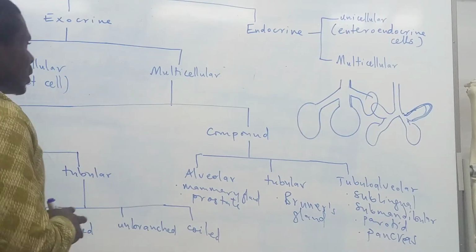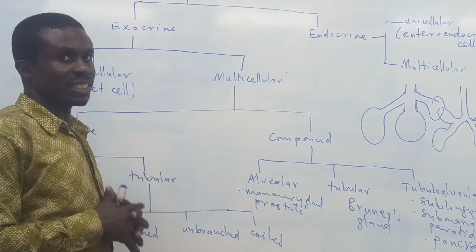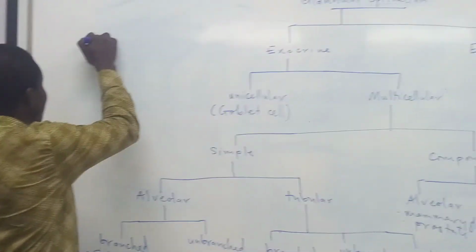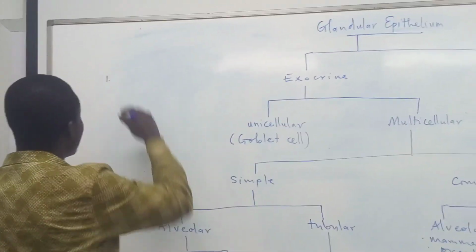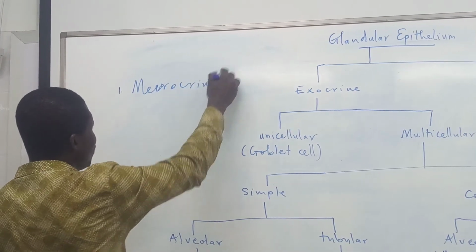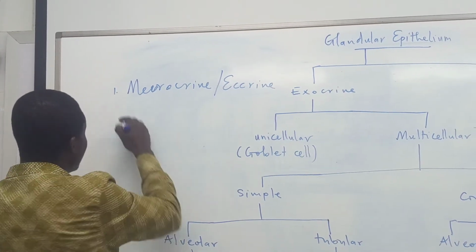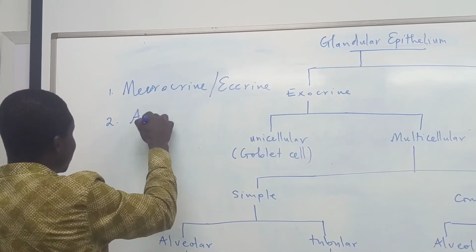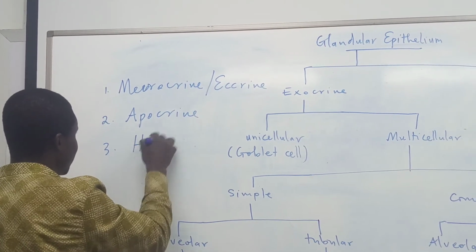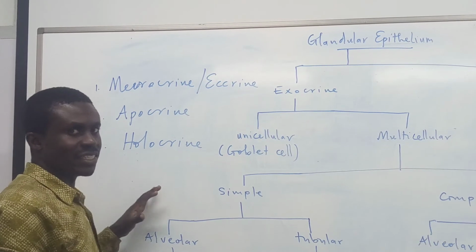Now, the next thing which we are going to finalize with this tutorial is the mode of secretion. And of course, there are just three, and that is what we have here. Based on mode of secretion, we are going to have what we call merocrine glands, or simply eccrine glands. Then we also have apocrine glands, and then of course we also have holocrine glands. So these are the three modes of secretion that we have.